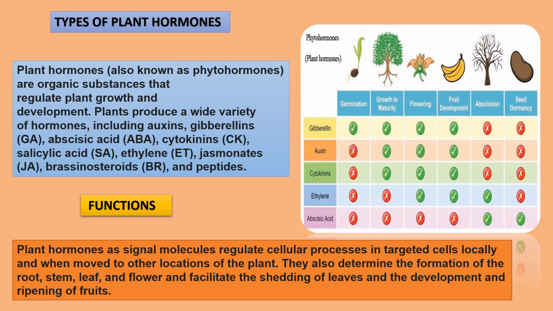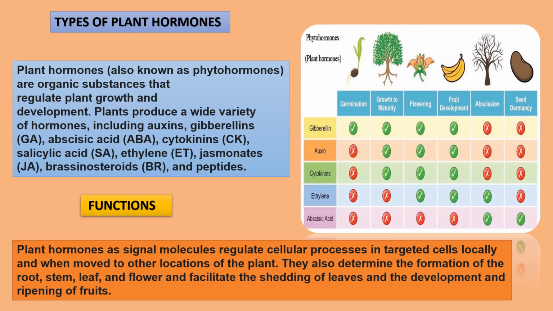Types of plant hormones. First of all, what are the plant hormones? Plant hormones, also known as phytohormones, are organic substances that regulate plant growth and development. Plants produce a wide variety of hormones including auxins, gibberellins or GA, abscisic acid, that is ABA, cytokinins or CK, salicylic acid, that is SA, ethylene ET, jasmonates, that is JA, and brassinosteroids, that is BR, and peptides.